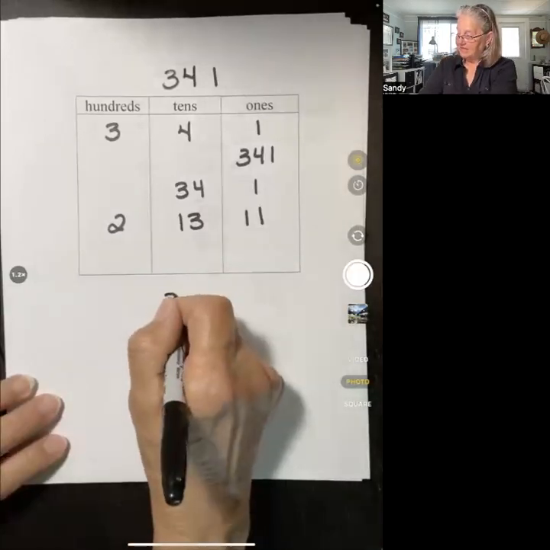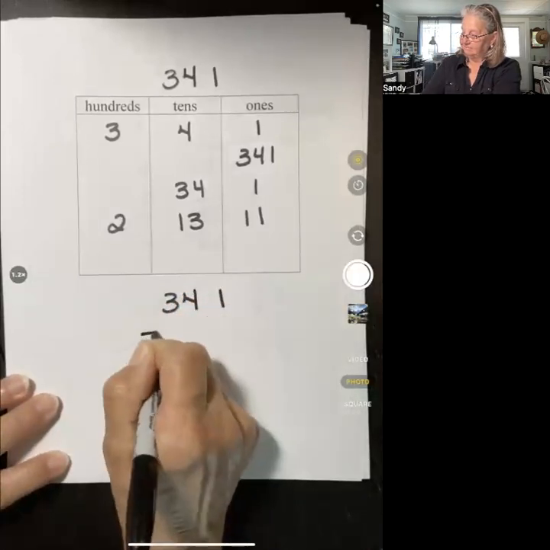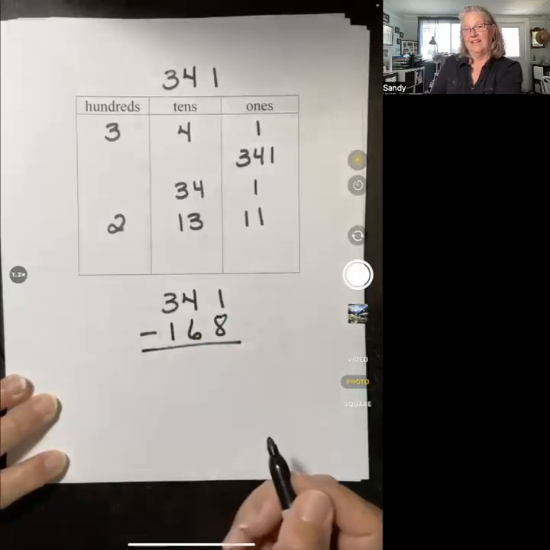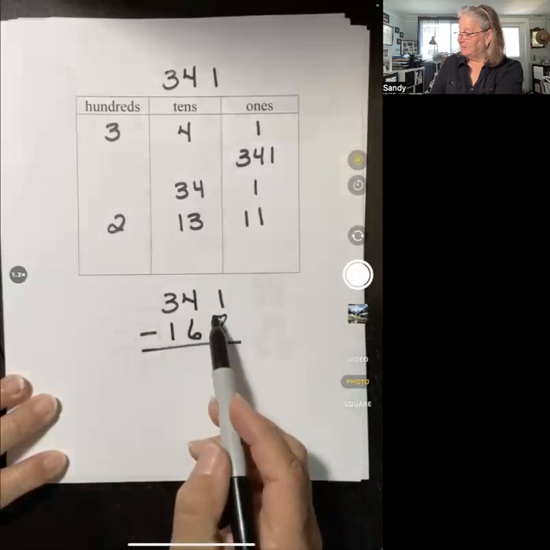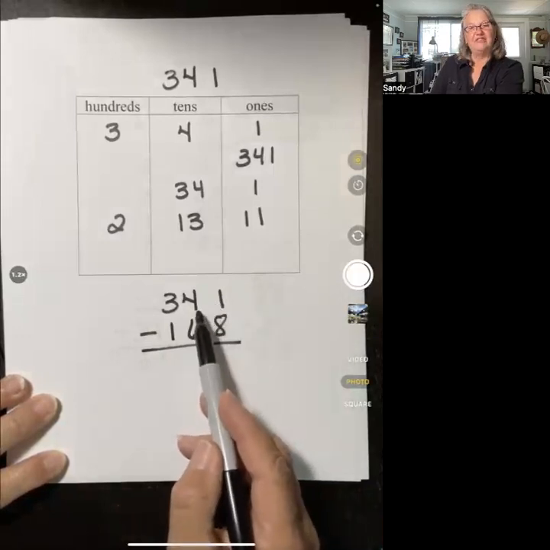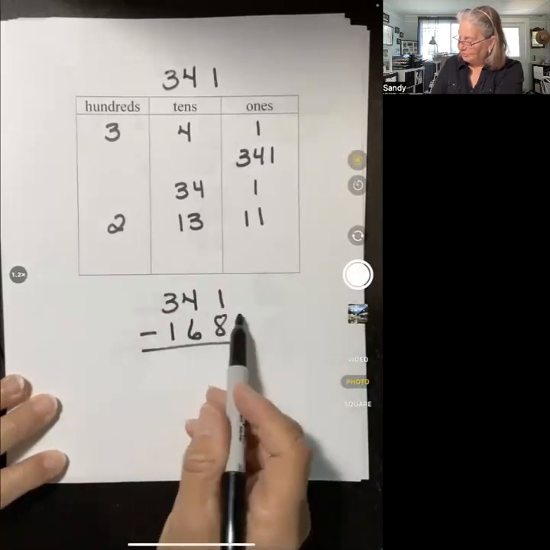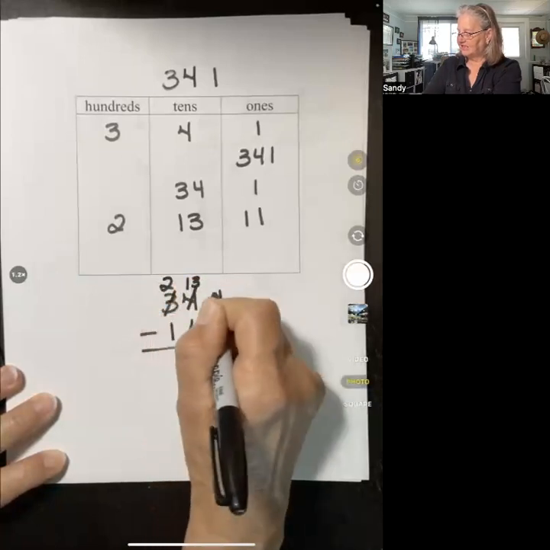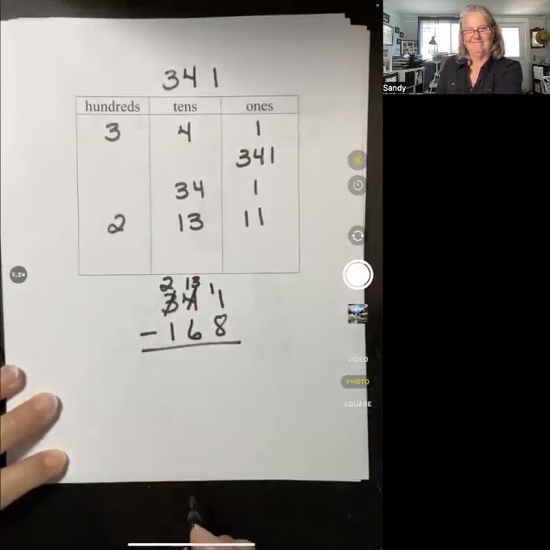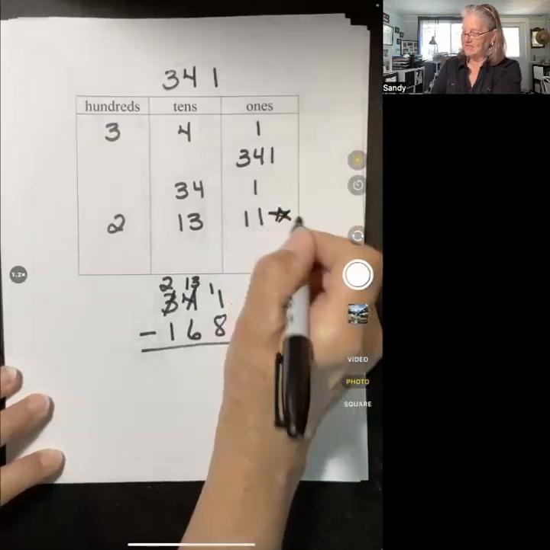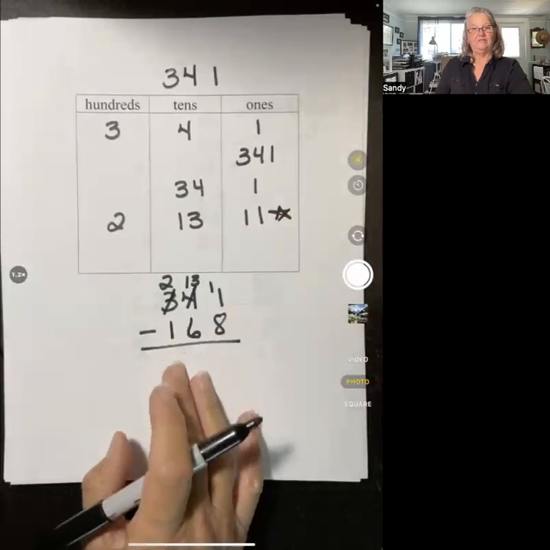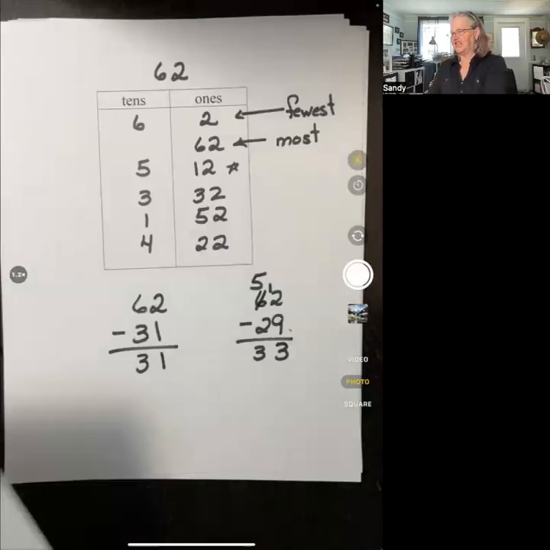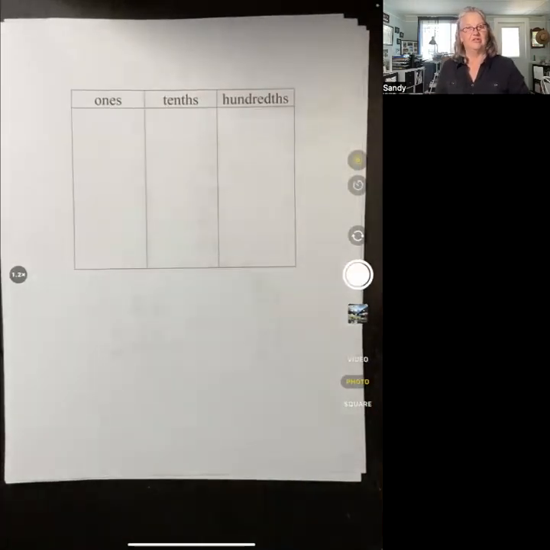Think about a problem like this. See, I need to think of an equivalent way because I don't have enough ones and I don't have enough tens. So what's an equivalent way I could make 341? Well, I could make it with 2 hundreds, 13 tens, and 11 ones. Okay, an equivalent way to make it. That would let me remove these amounts. So I'm always thinking place value. I can use the same idea when I am doing decimal subtraction.